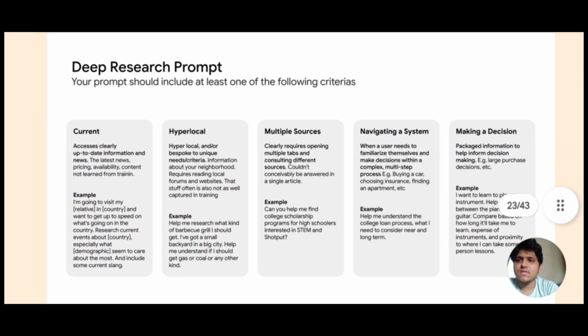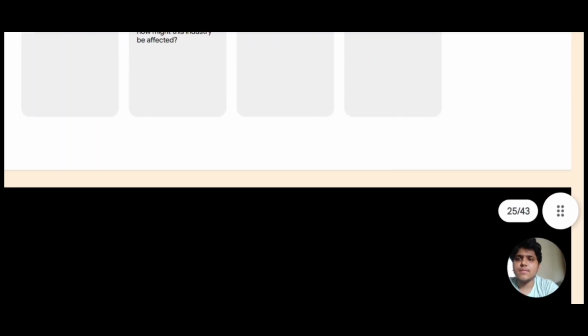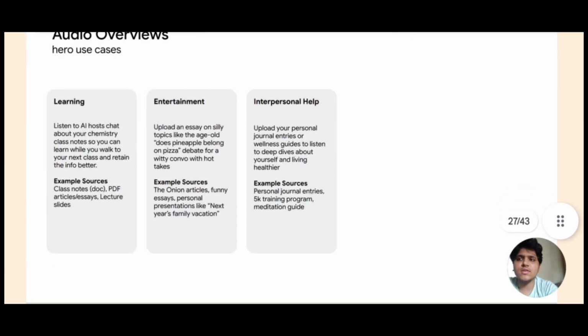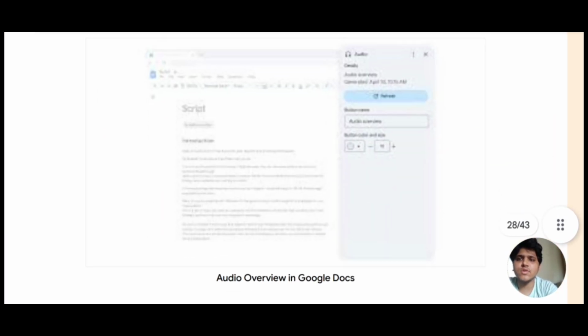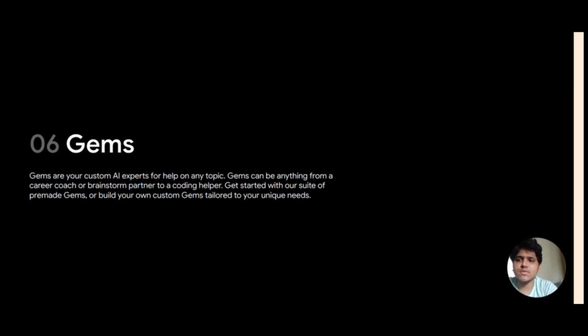So you can see this. Then deep research prompts, like current access, up-to-date information and news. Then you have hyper local, multiple resources. So this is all the application of deep research. Then we have something called audio overview. So these are all the features with the help of which you can make your life much easier. And this is something called Gems, to create your custom AI expert. For example, we have Alexa, we have Siri.